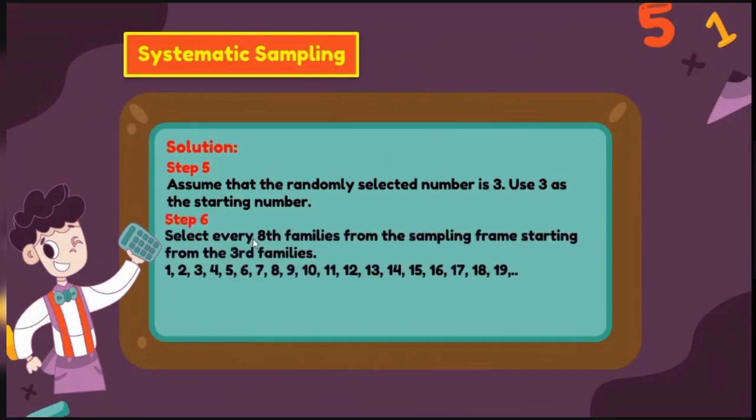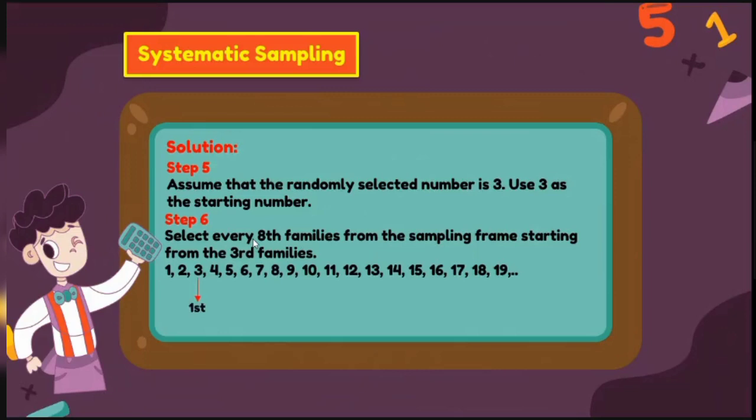Then for step number 6, every 8 families from the sampling frame starting from the third family, di ba? We already solved for the value of k or the sampling interval. So after knowing yung random start natin or starting number natin as 3, in order for us to know the second family, third family, fourth family to be included in our research or in our respondents, we have to add 8. So ito lang yung illustration natin.